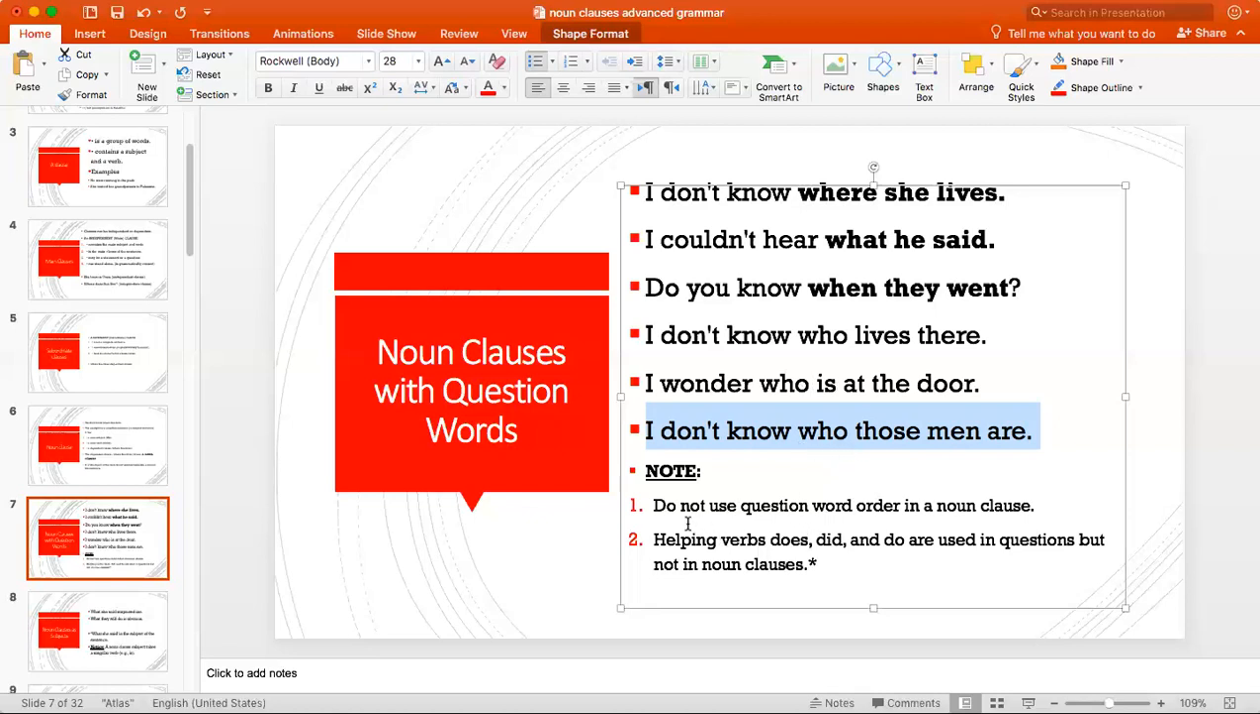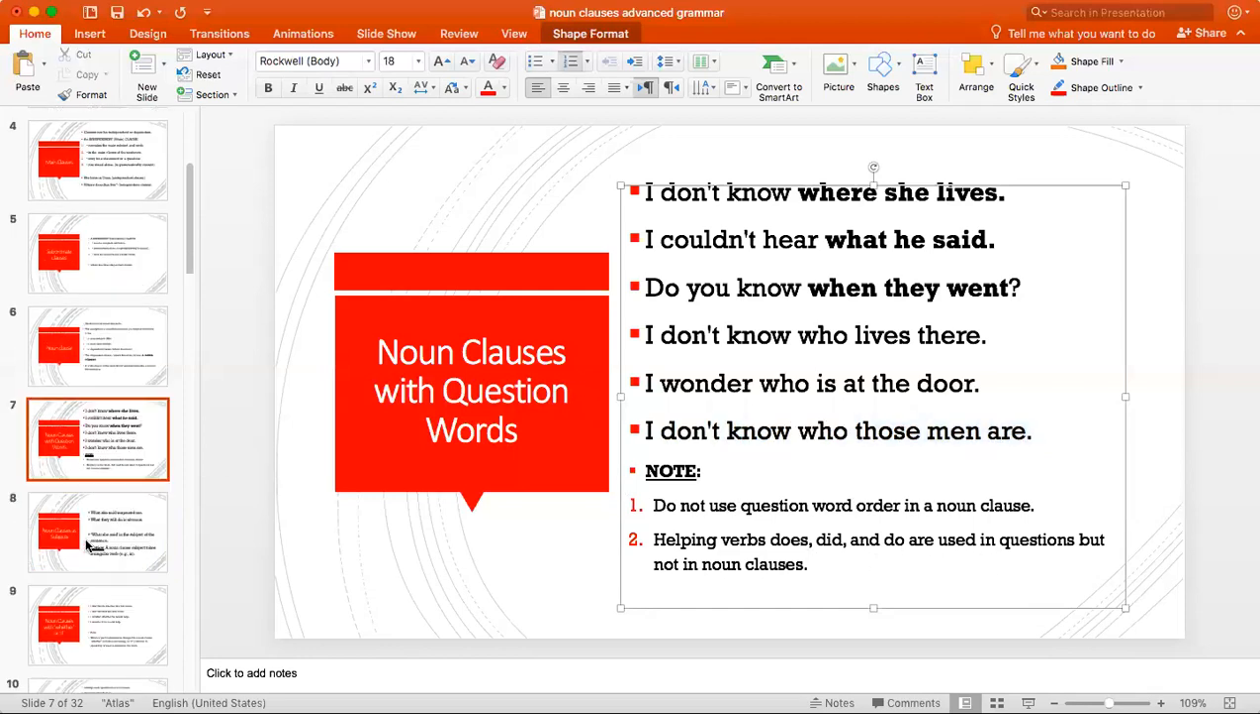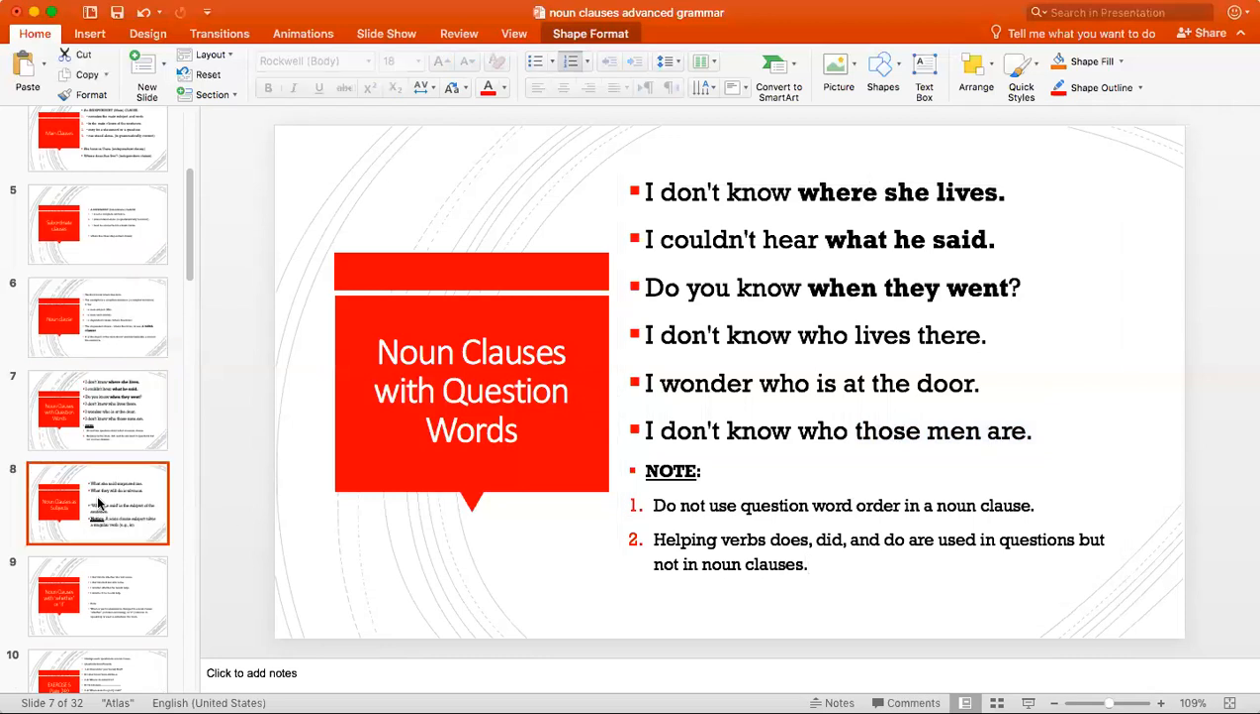Note, don't use question word order in a noun clause. Helping verbs does, did, and do are used in questions but not in noun clauses. This is significant because many students would say I don't know why did she leave. No, you say why did she leave? That's a simple question sentence. If you say I don't know why she left.